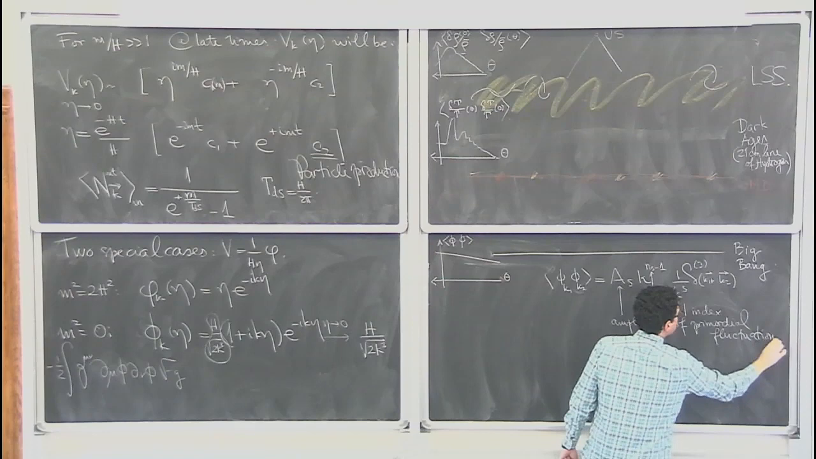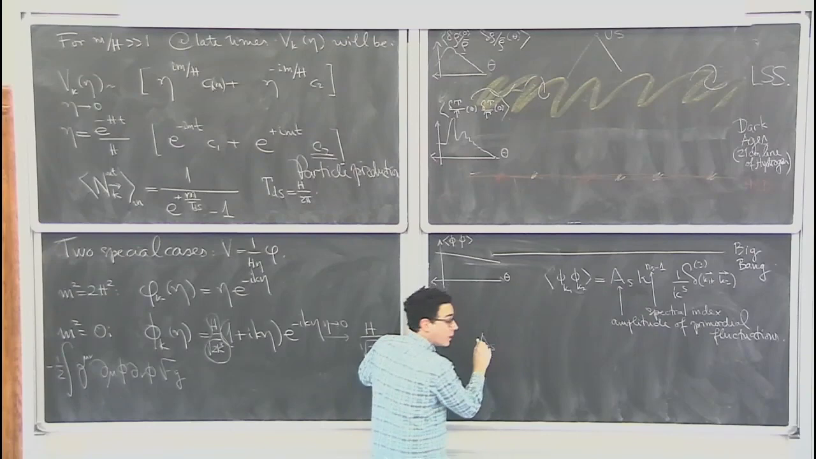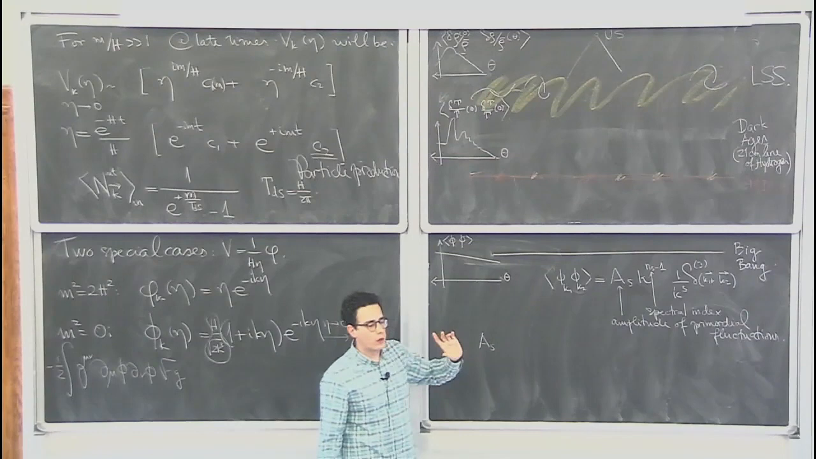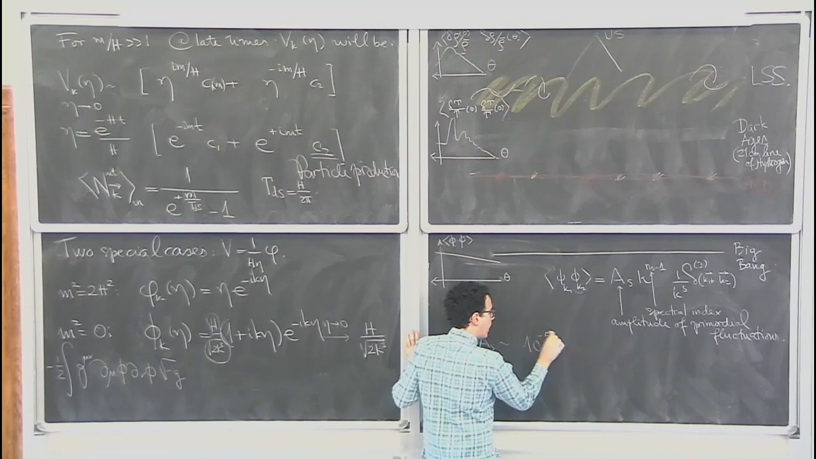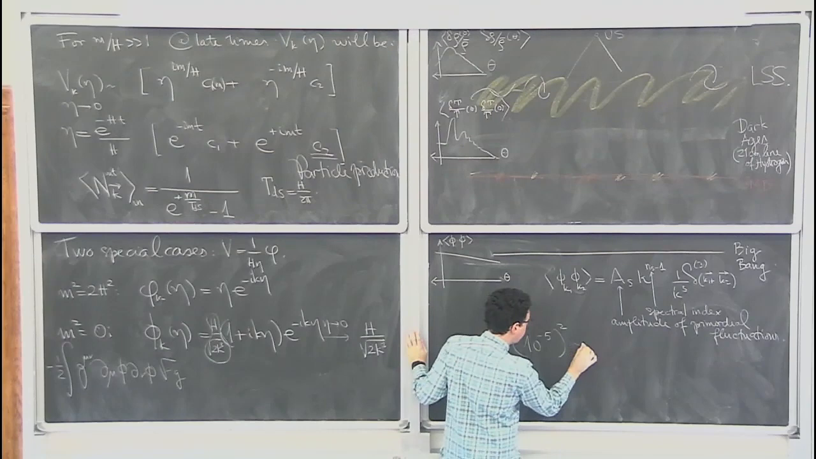So A_S. When people say that the fluctuations in the cosmic microwave background and so on are of order 1 part in 100,000, you probably have heard this story. What they mean is that this A_S is order 10 to the minus 5 squared. In more detail, there's a 3 up front here, so it's really like order 10 to the minus 9.